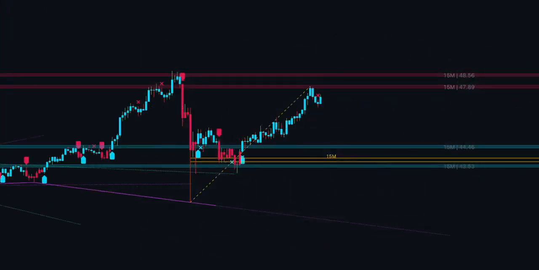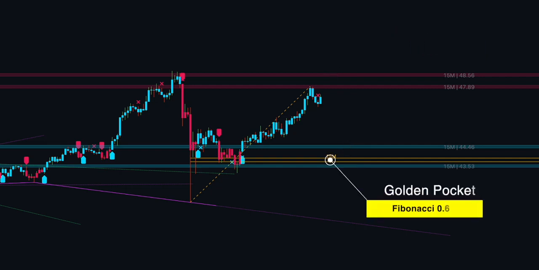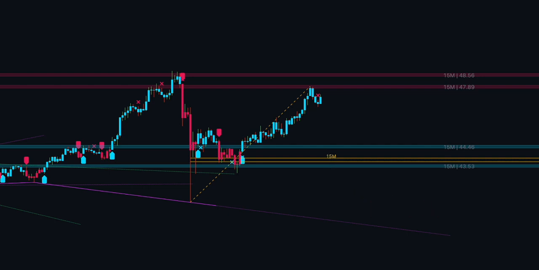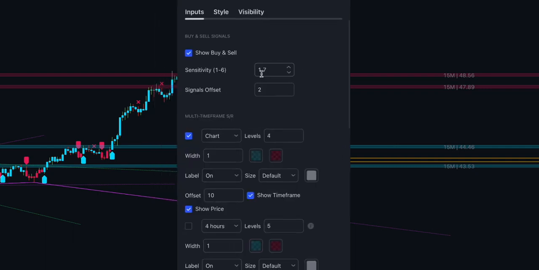In default mode, the indicator comes with buy and sell signals, support and resistance levels, and golden pockets. A golden pocket is a Fibonacci 0.618 ratio automatically drawn on the chart. In the indicator inputs, you can customize the sensitivity of these buy and sell alerts. Set this number to 3.